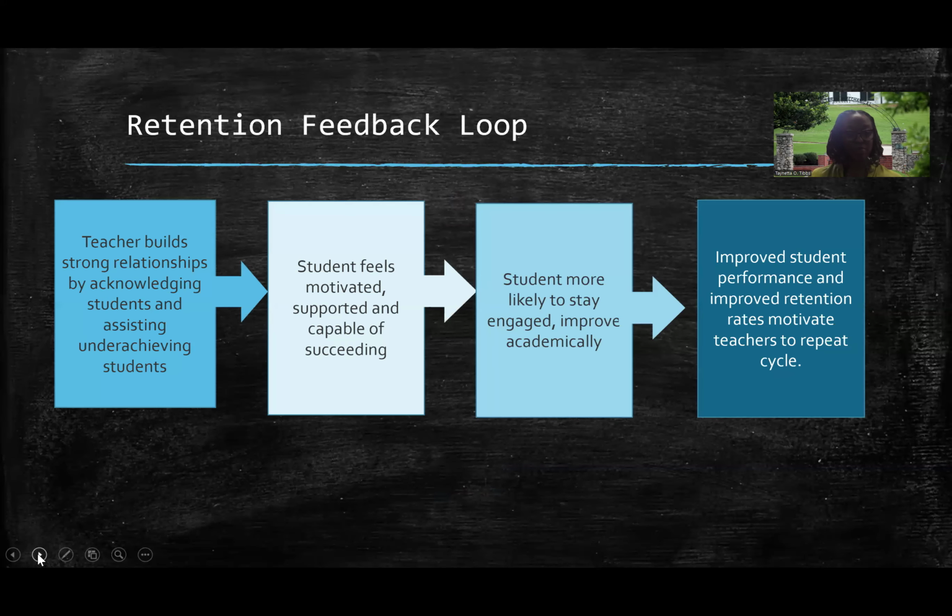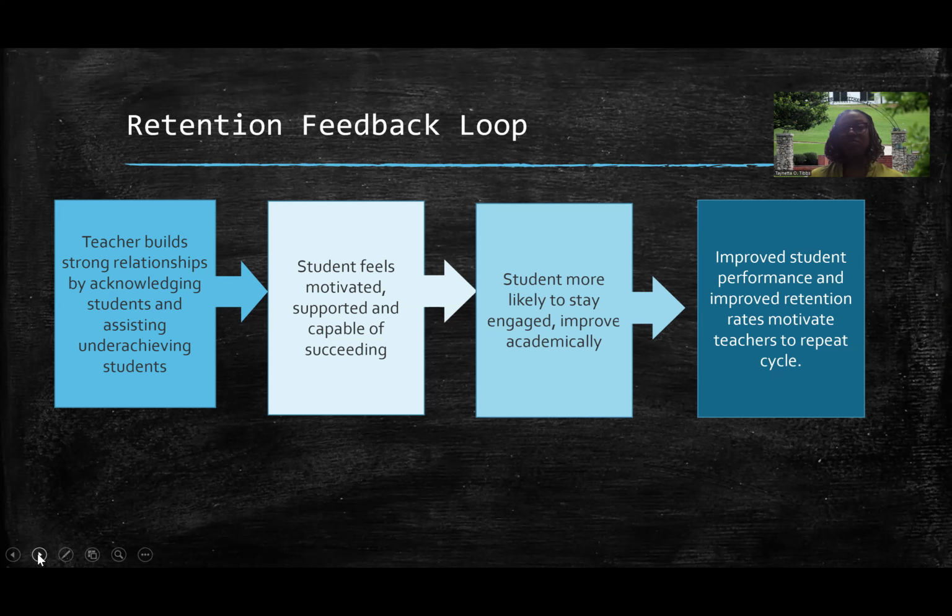Moving to the retention feedback loop, teachers build strong relationships by acknowledging students and assisting underachieving students. When students feel acknowledged, they feel like someone knows that I'm here, they feel appreciated. That then goes back to that trust. Students feel motivated, supported, and capable of succeeding. When teachers put that confidence in students to make them eager to learn, that makes them know, hey, my teacher is invested in my education as well. And sometimes we just need that support that helps the student to feel capable of succeeding. Then the students are more likely to stay engaged and they will improve academically.